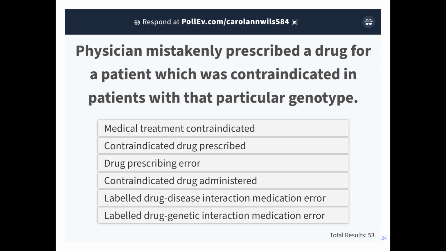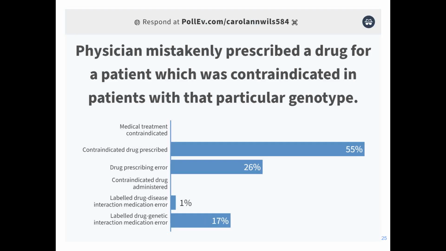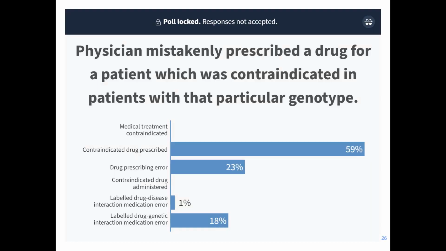I see many of you are voting already. So more than one LLT may have to be assigned in this instance. Now let's have a look at the trends here. So most of you are voting for contraindicated drug prescribed, others for drug prescribing errors, labeled drug disease interaction medication error, and labeled drug genetic interaction medication error. So these are the options that you are voting for.